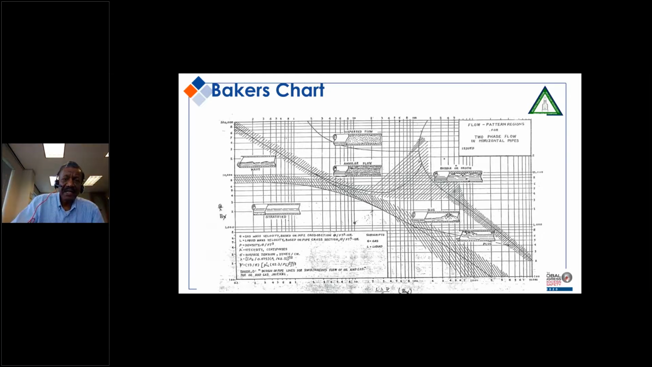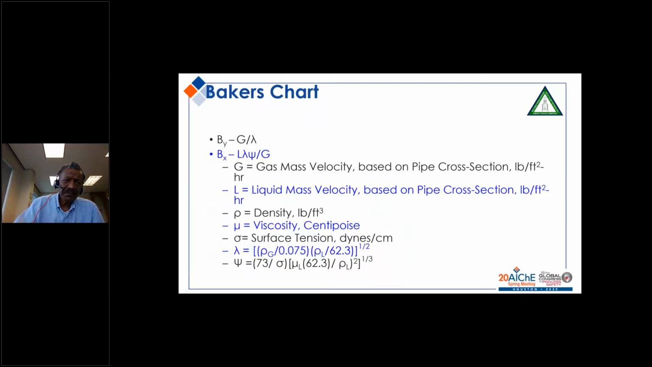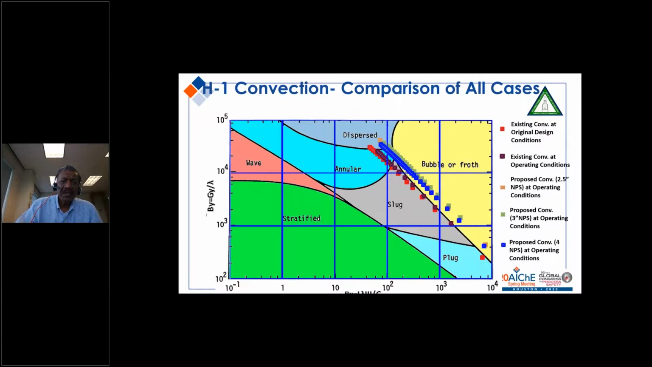So we analyzed our flow regimes using the Baker's chart. Baker's chart has been there for more than 50 or maybe up to 70 years now. These are the coefficients we talk about, By and Bx, and these are the nomenclatures. We take surface tension into account, density of the gas and density of the liquid, gas mass velocity, and liquid mass velocity. So all those things are taken into account. And this is basically a plot of different cases.